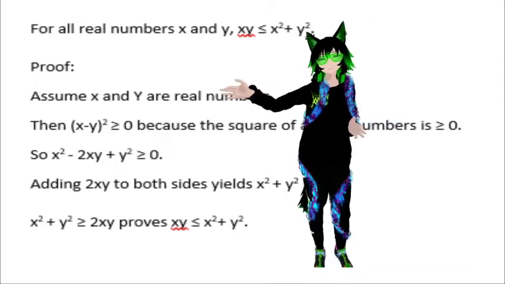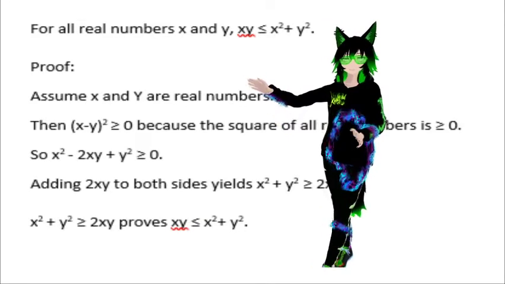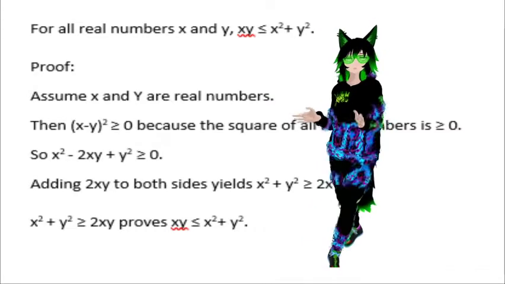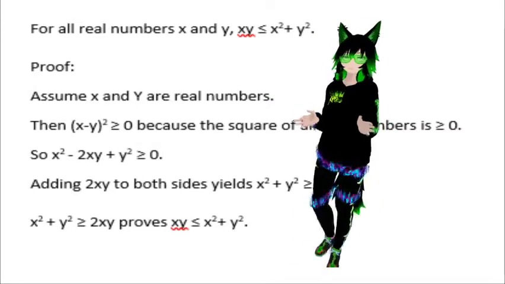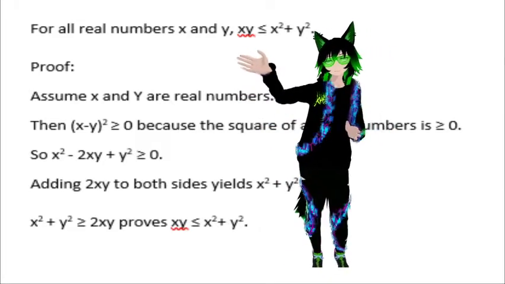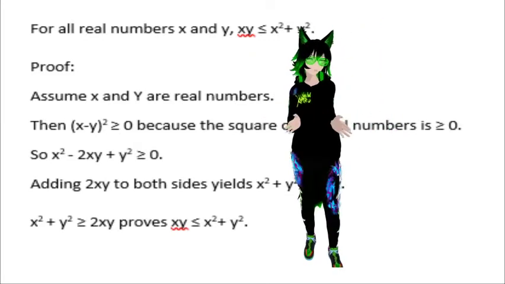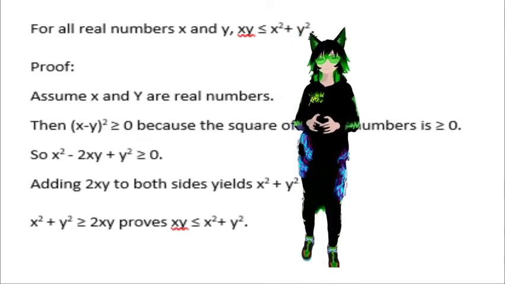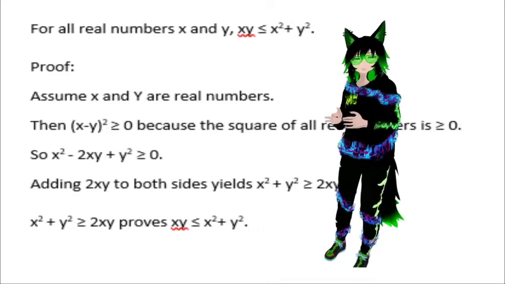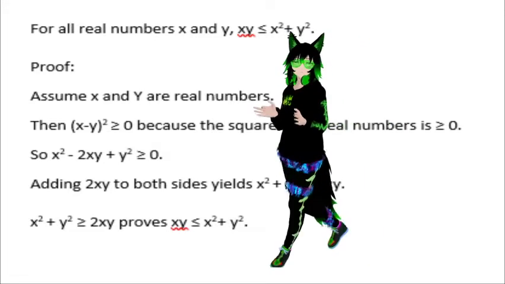Then, (x minus y) squared is going to be greater than or equal to 0, because the square of any real number is greater than or equal to 0. So (x minus y) squared is x squared minus 2xy plus y squared, which is greater than or equal to 0 because it's squared. If you add 2xy to both sides, you will get x squared plus y squared is greater than or equal to 2xy.